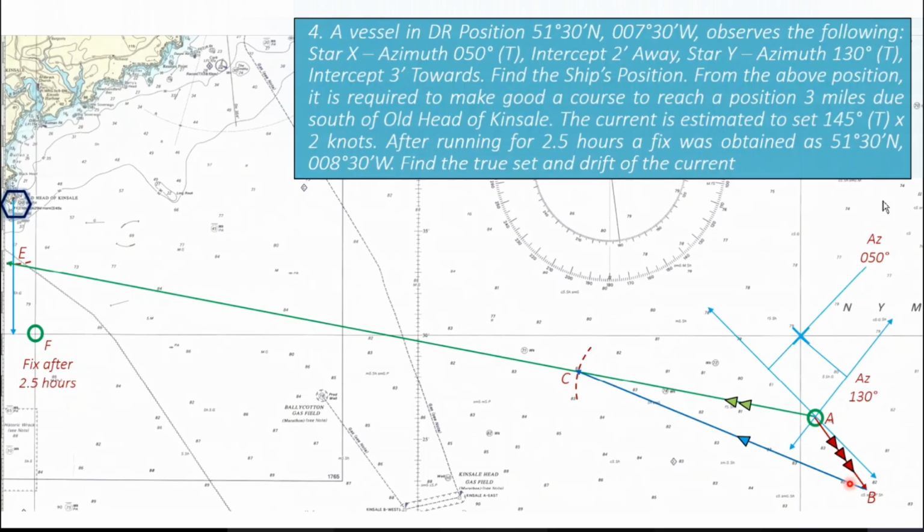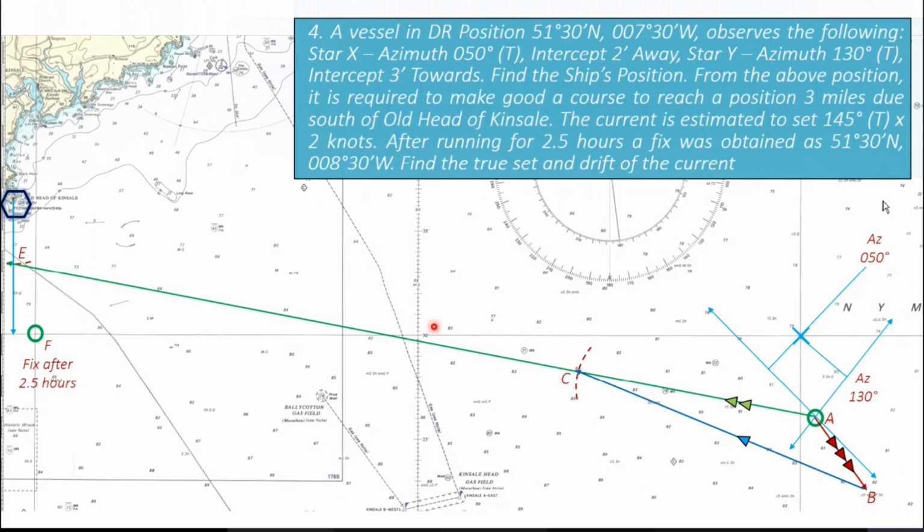So how to find out the actual set and drift of the current now? For this, we are going to make a 2.5 hour course distance and current vector triangle. So starting from point A, that is my initial position, I'm going to make this 2.5 hour triangle. I know the course which I was steering, that was Bravo Charlie. I know my engine speed, that is 12 knots. So I will draw this course for a duration of 2.5 hours starting from point A.